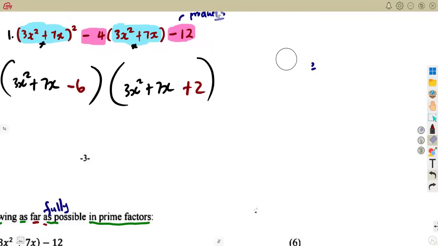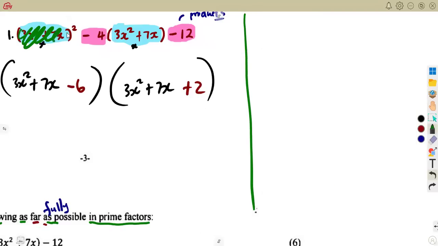Let us introduce k in place of that quadratic that we are seeing there. This one, 3x squared plus 7x, the same. So we can just say let k be equal to 3x squared plus 7x. So meaning to say, in place of this, where I see the 3x squared plus 7x, I'm going to put a k. So here it's squared, so that's k squared.